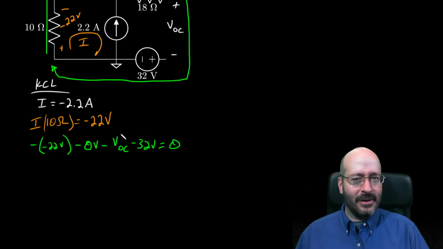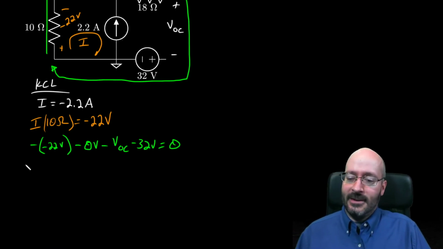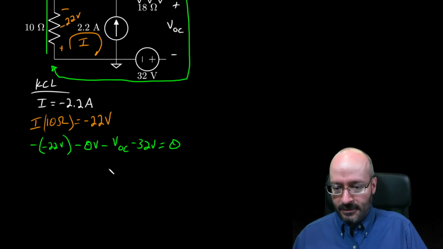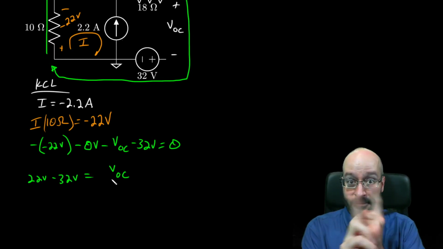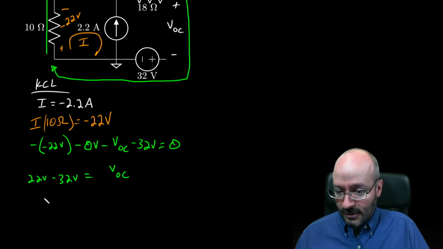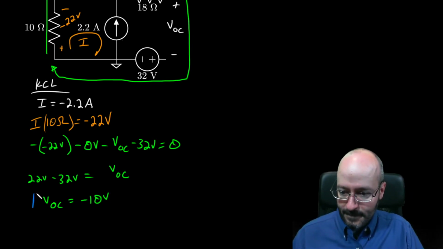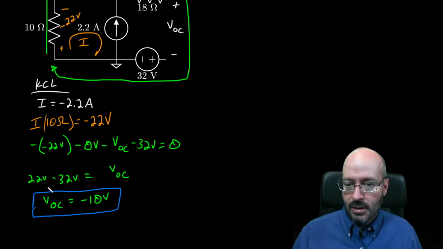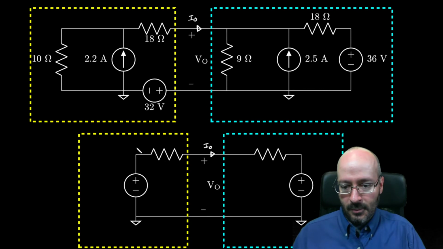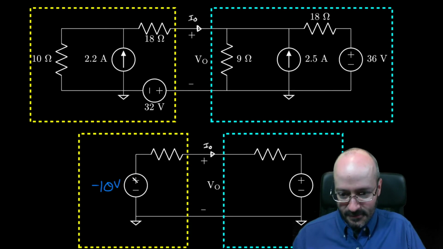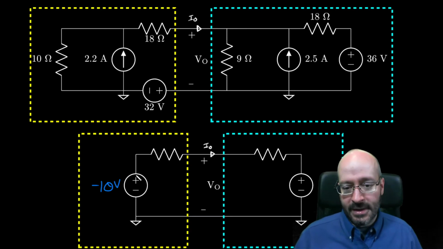Okay, not so straightforward. It's funny when you start ripping components out and strange things happen. Okay, so I've got to get VOC over to the other side, and I'm going to have 22 volts and negative 32 volts. Okay, so I want to flip-flop those sides, so I can say VOC is going to end up being negative 10 volts. Okay, and that's our result. So negative 10 volts. It's pretty good. We can come back up here and we can say that this is negative 10 volts. Okay, and we found that from the analysis below.